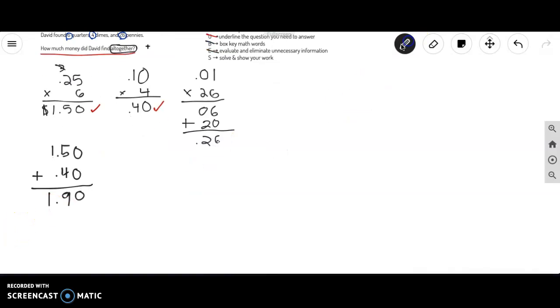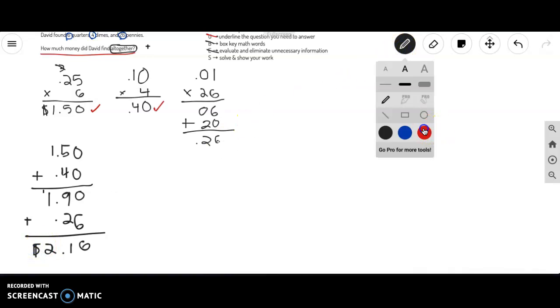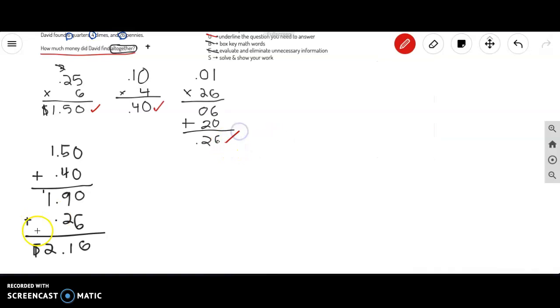And I'm just going to do that right here with this. I don't need to make a new one. Zero plus 6 is 6. 9 plus 2 is 11. Carry the 1. 1 plus 1 is 2. So $2.16 all together is our final answer. Check off the work I've completed and circle my final answer.